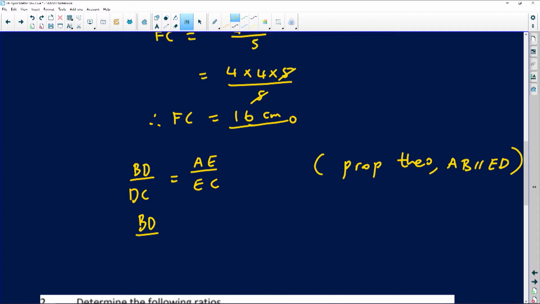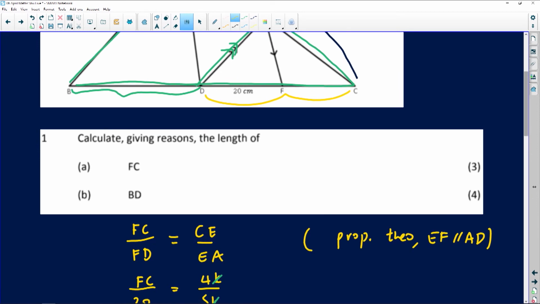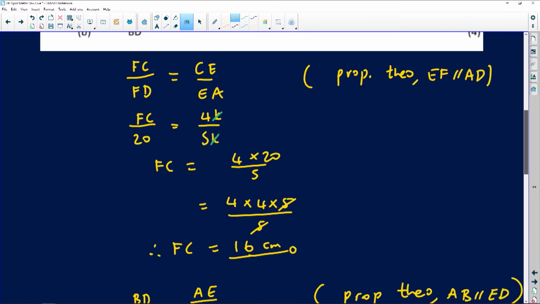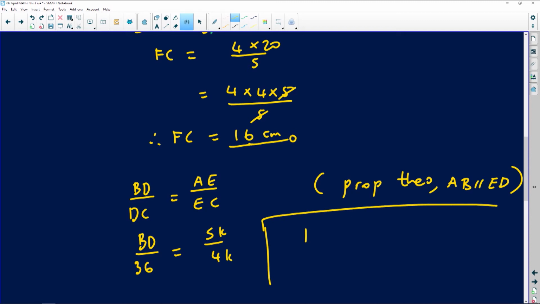So BD divided by DC is the sum. Look at that. DC is the sum of 20 and 16, which is actually 36, right? 20 and 16, that is actually 36, equals 5k divided by 4k. And then if you simplify that in this small box here, you're going to have BD equals 5 multiplied by, because the k's simply cancel each other out, 5 times 36 divided by 4.